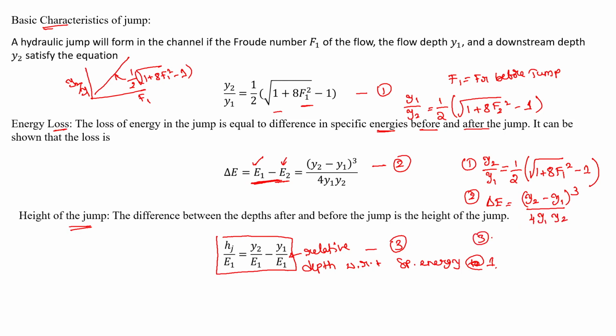Third equation, Hj divided by E1. One can even cancel this E1 from both sides. You can simply write y2 minus y1 also. This is also possible. This is called the height of the jump. If you remember these three equations, 99% you will be able to solve the questions from hydraulic jump.